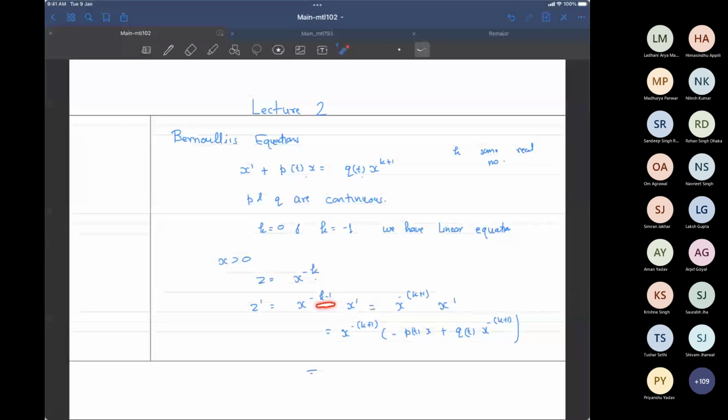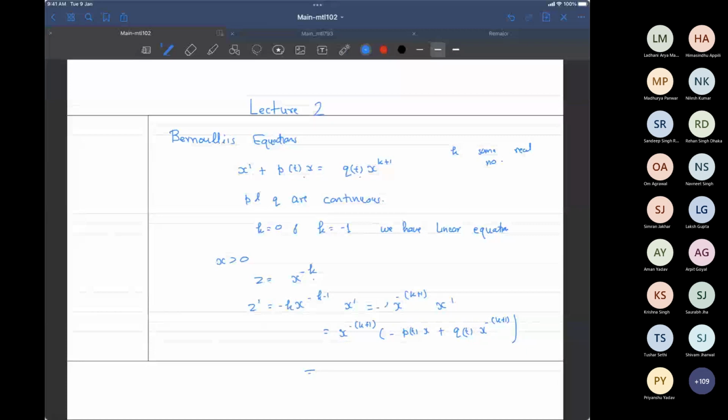Sir, yes, so subtracting the power, but shouldn't you also multiply this whole term with minus k? Yes, derivation, sure. You're right, I had to multiply with minus k. So it should be minus k. This is correct now, right? Yes, sir.